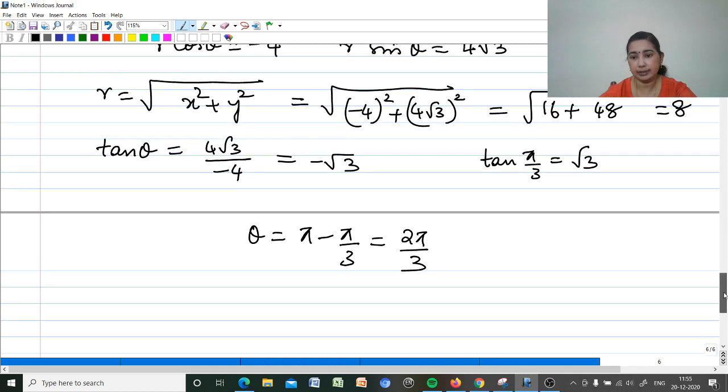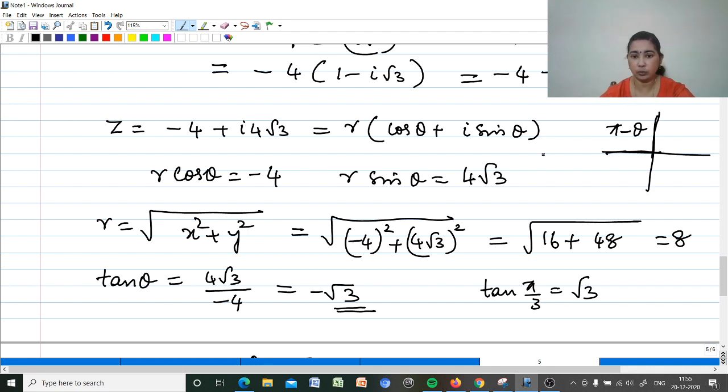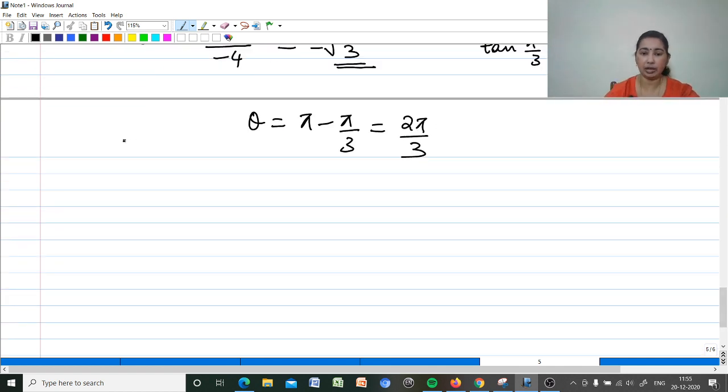Once again I will tell you, for which value of tan theta we are getting root 3, that's what you have to consider. So tan theta is equal to root 3 if theta is equal to pi by 3, or theta is equal to 60 degrees. Now check for x and y. X is negative, see here it is minus 4. Y is positive. X negative and y positive comes in the second quadrant. In the second quadrant, as I already told, you have to take pi minus theta. So pi minus pi by 3 is equal to 2 pi by 3. So that's called the argument.